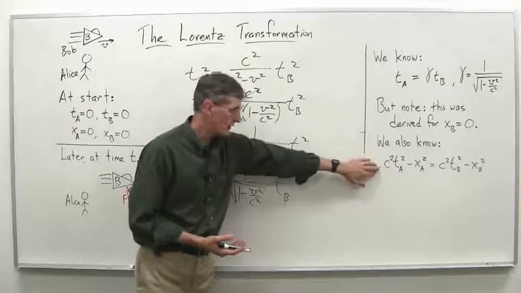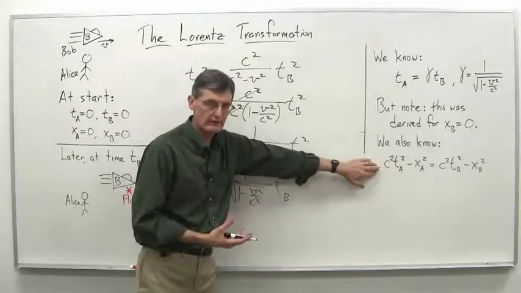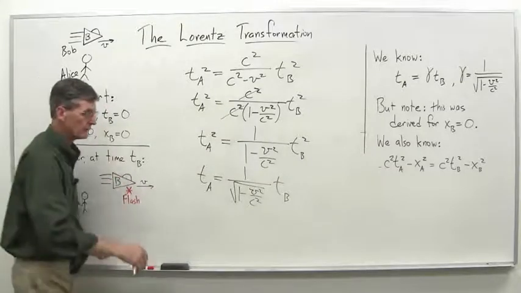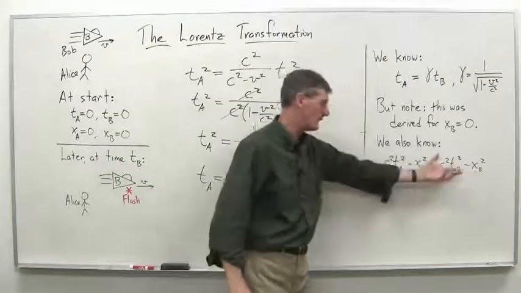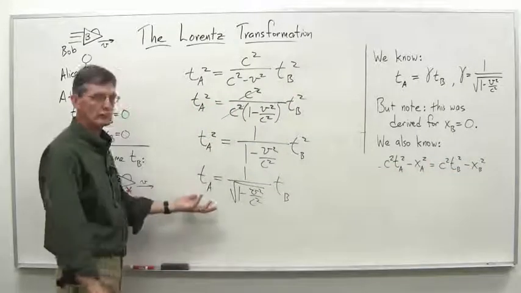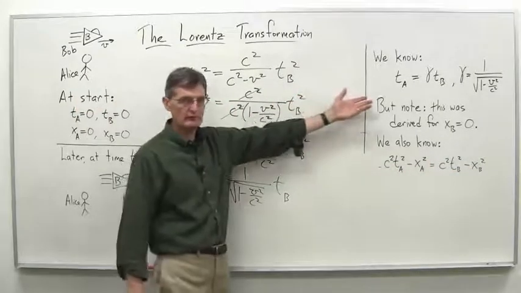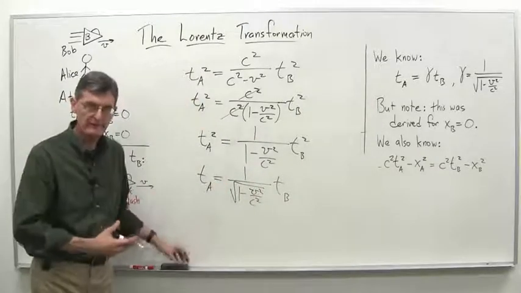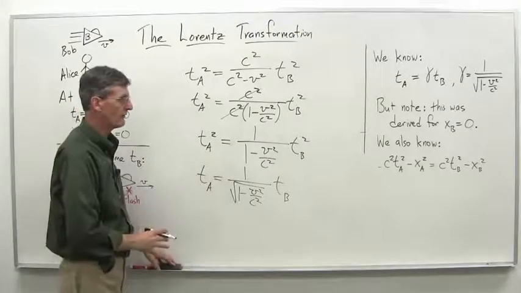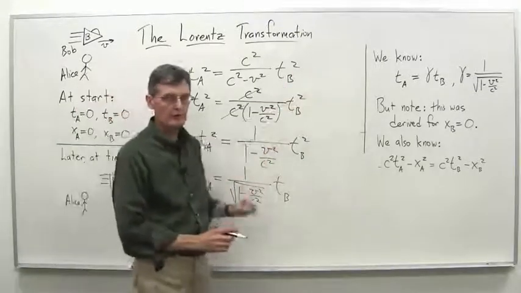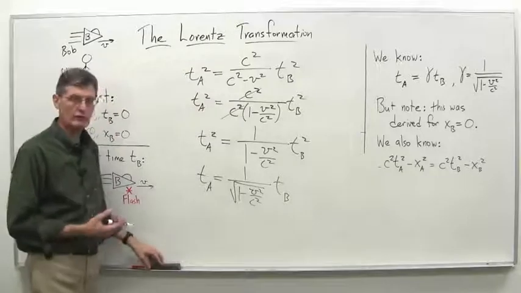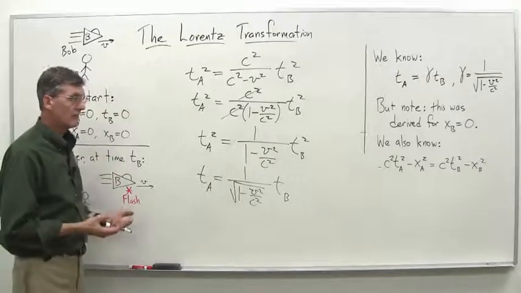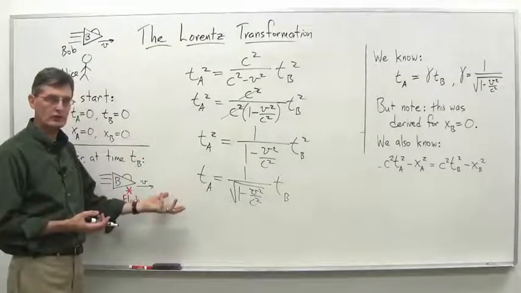We started with the invariant interval equation, and the fact that we are looking at a flash of light at xb equals 0, so we plugged 0 in here, and then worked through the algebra, and lo and behold, what do we get? We get our time dilation equation. TA equals gamma TB. So that's good news, because if we didn't get that, we would have made a mistake someplace along the way, either here or perhaps in our earlier derivation of the time dilation equation using the light clock. Okay?